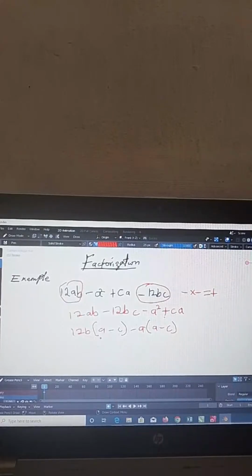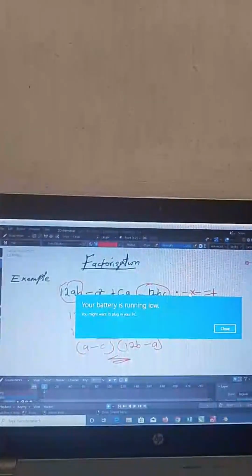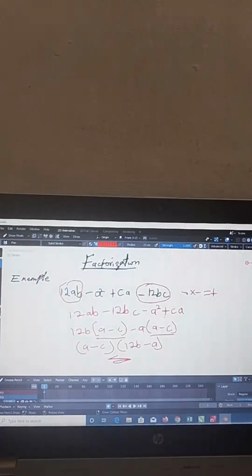Now, what is common? I have this common here, so I'm going to say a minus c. Then what is left? 12b minus a. So that does it. Okay. So I'm sorry for the show of low battery. Let me remove this.